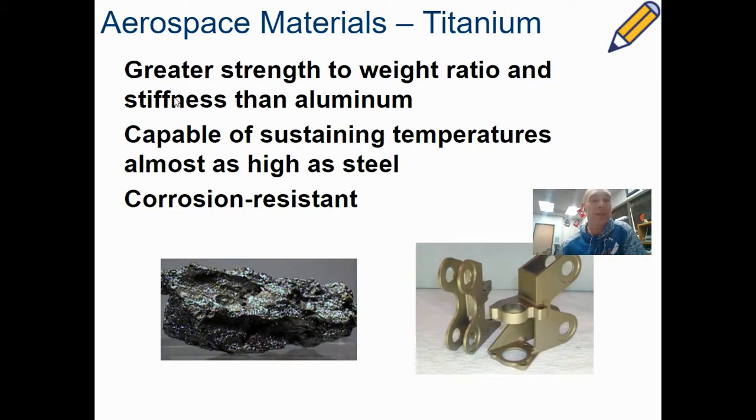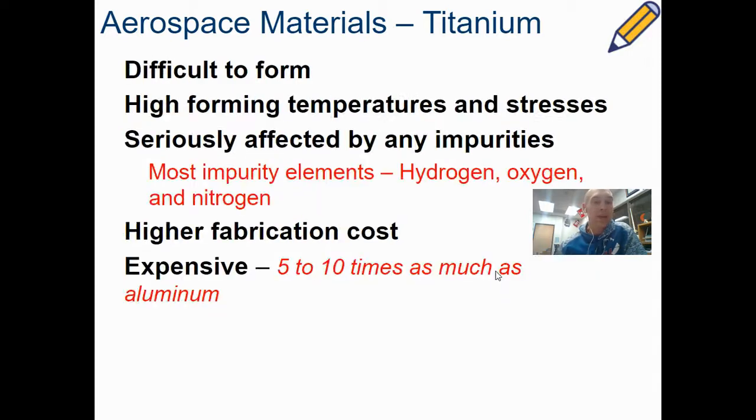So titanium, next material, it has a much greater strength to weight ratio and stiffness than aluminum. So it's really even better than aluminum. It's great at sustaining high temperatures, almost as high as steel, and it's corrosion resistant, but it's very, very expensive and difficult to form. So these are some of the drawbacks. So if you need to go back and note those benefits, go ahead and do that. Some drawbacks: difficult to form. It can be seriously impacted by impurities. So you have to have a very pure environment when you're forming it.